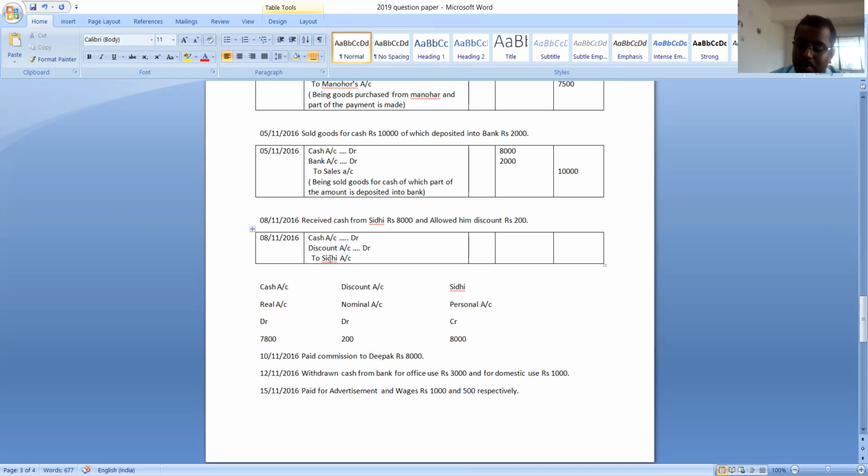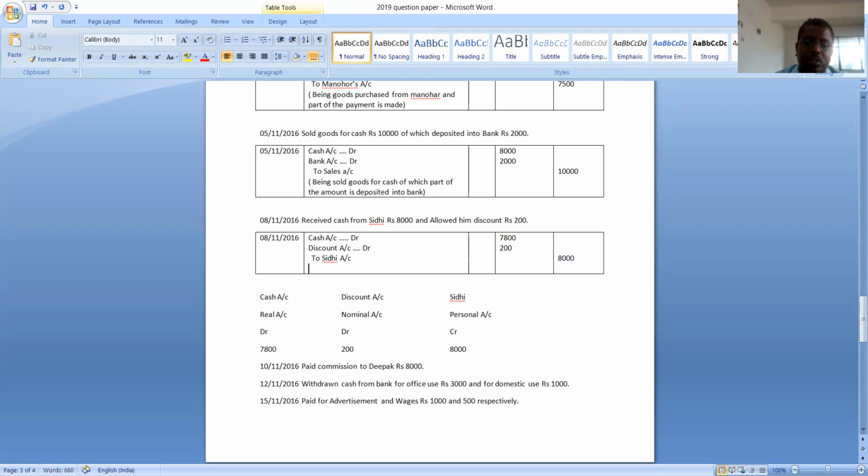Okay, cash account debit. How much actual cash have you received? 7,800. Discount account debit. Actual discount that you have given is 200. So total of Siddhi's account is how much? It is 8,000. Understood? Okay, we forgot to write the narration. What is the narration now? Narration should be written in brackets.